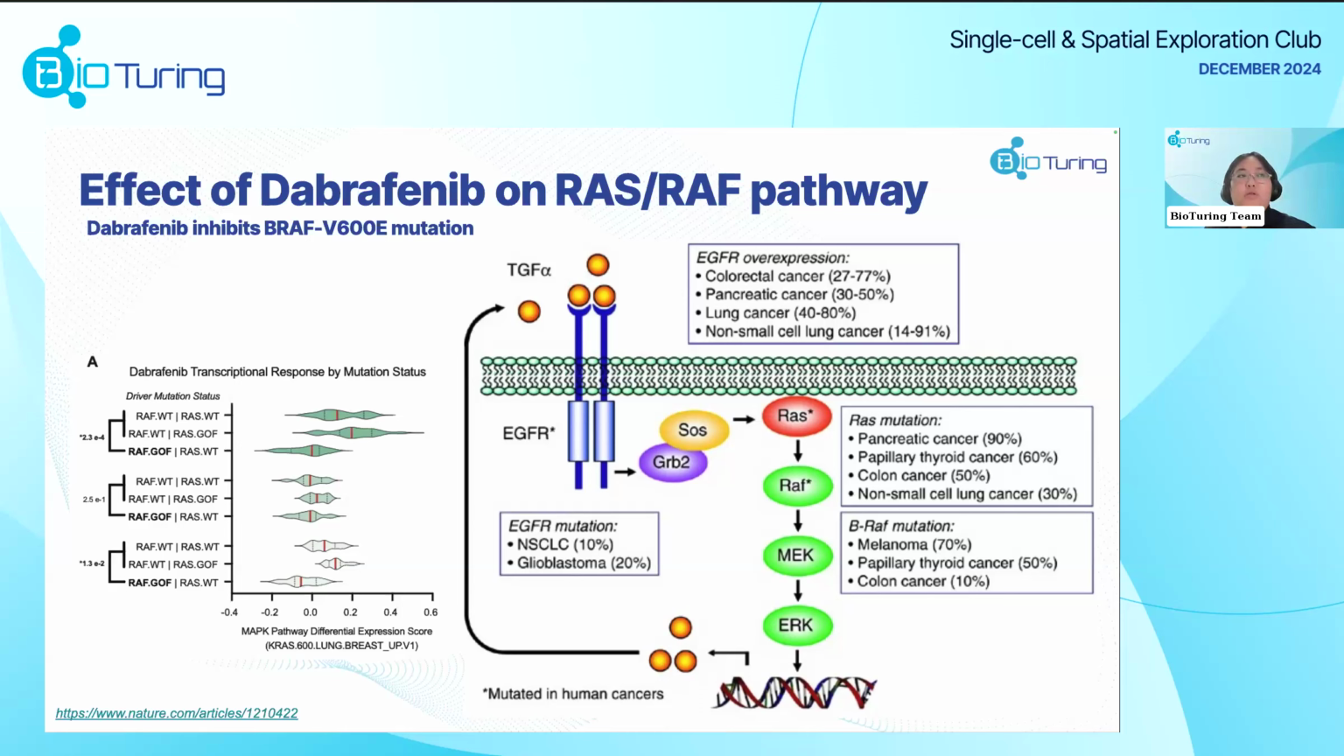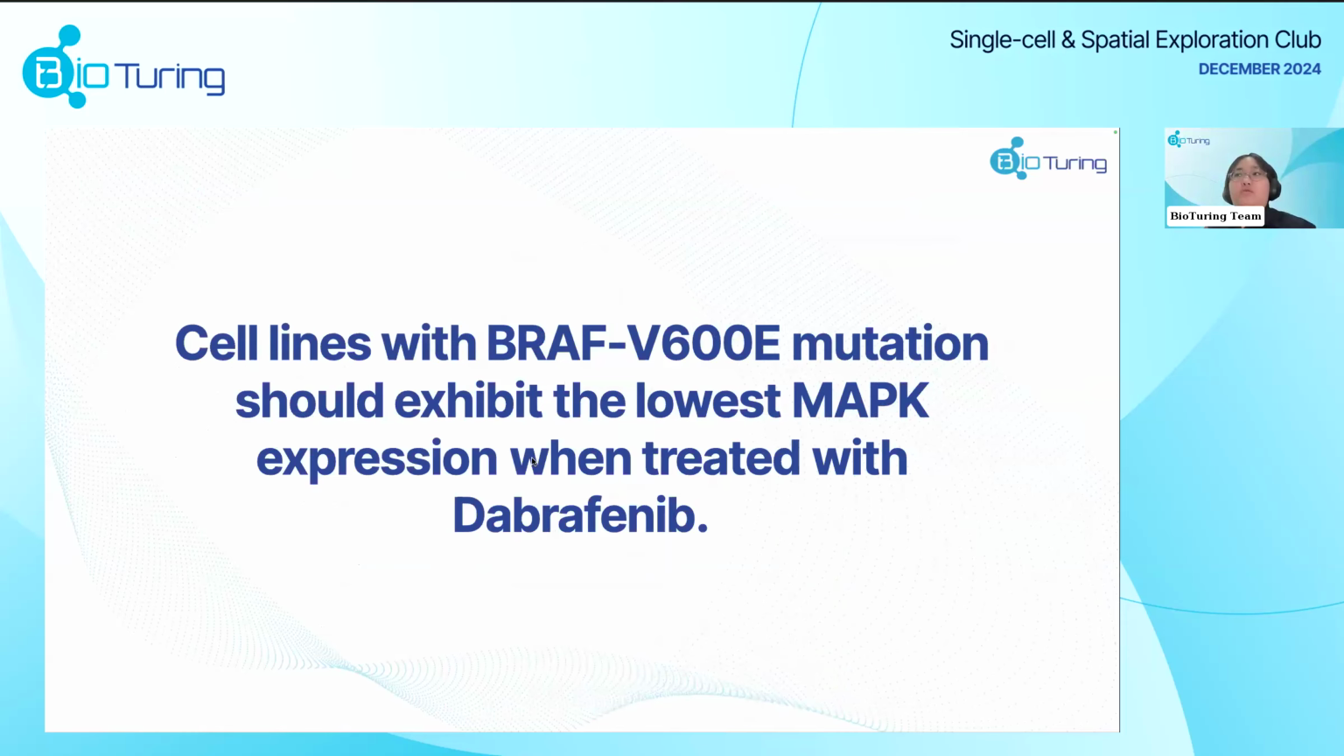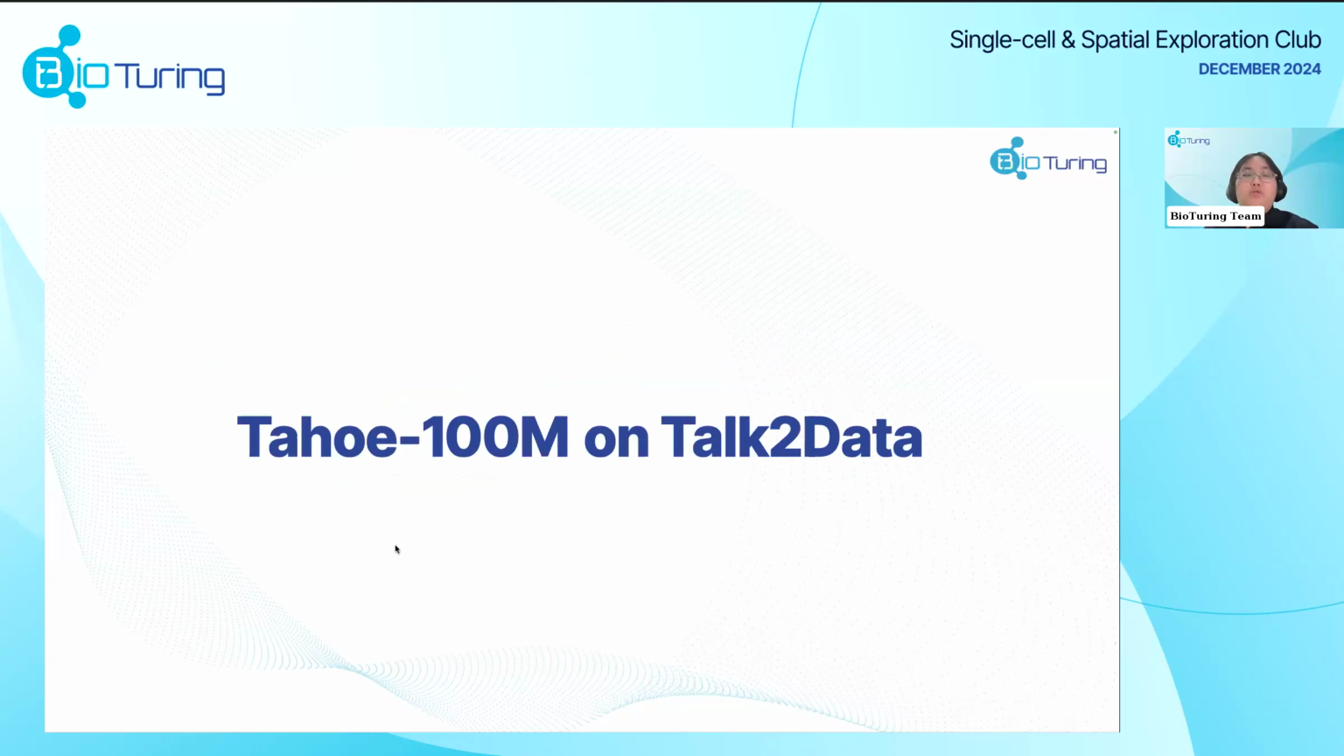From here, we will try to show you how we can replicate this finding on top of the data. But before we move on, I want us to keep in mind that this is the main finding: cell lines with RAF V600E mutation should exhibit the lowest MAPK expression, or the RAS-RAF pathway expression, when treated with dabrafenib. That's the finding and also the expectation from the paper. And now we go to Tahoe 100 million on top of the data. We try to reproduce that finding.